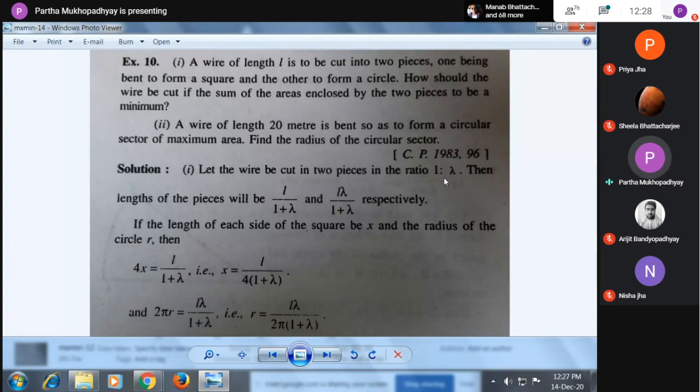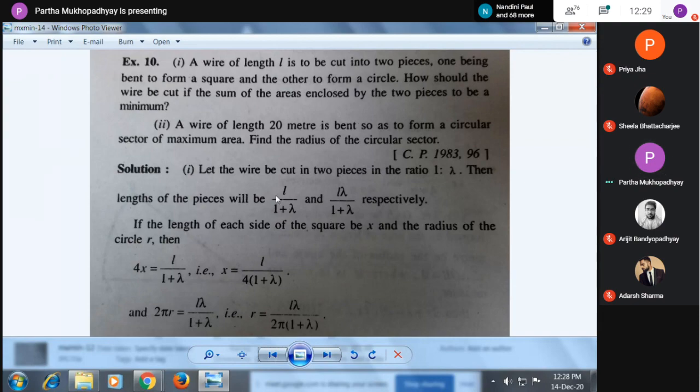Actually, out of 1 plus lambda, there is 1. So out of 1, there is 1 by 1 plus lambda. Out of L, that will be L into 1 by 1 plus lambda. So these are the ratios. I hope up to this is no problem for anyone. No, sir. Okay, here, remember that this L is fixed. L is a constant, it is given. And lambda may vary.